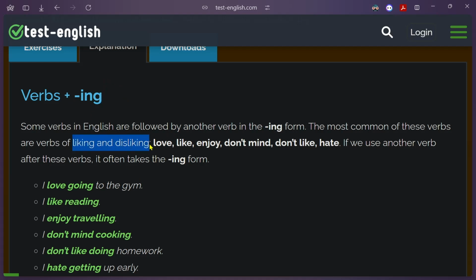Most common of these verbs that follow with ing are verbs of liking and disliking, you see. I love, I like, I enjoy, I don't mind. Mind, you know mind? Mind is a verb? Do you know mind? Do you mind coming at 7 instead of 6? Yeah, for example. Do you mind?